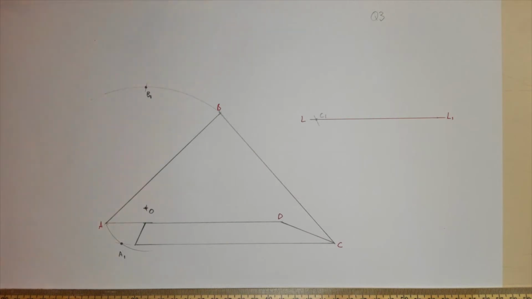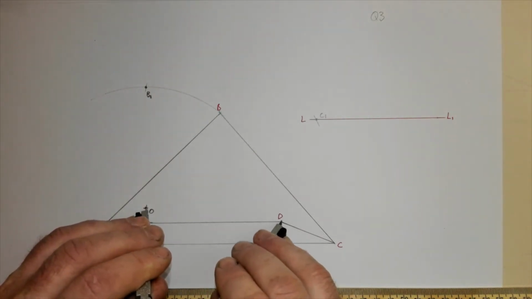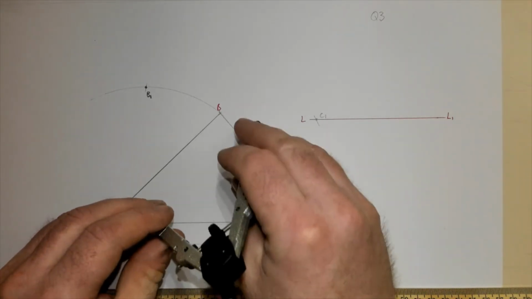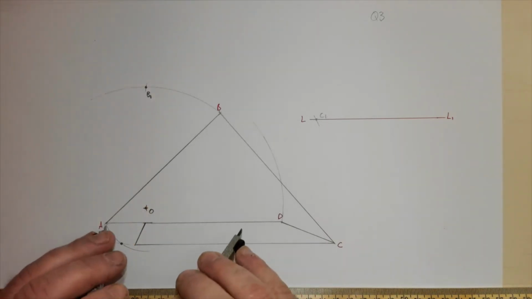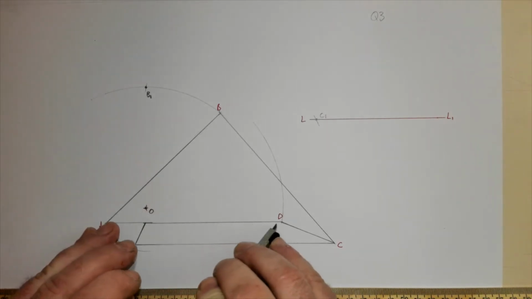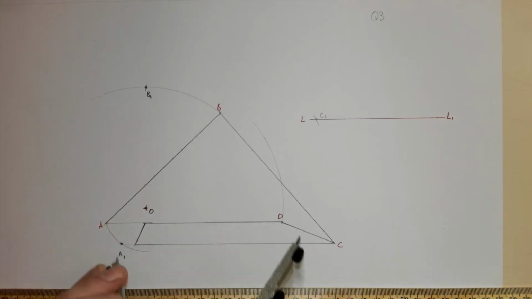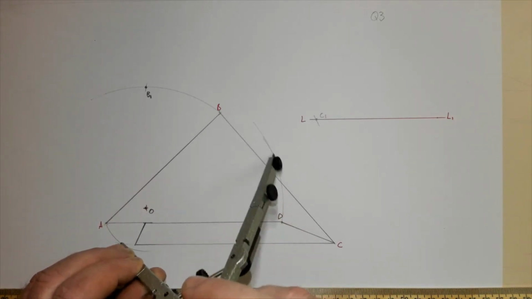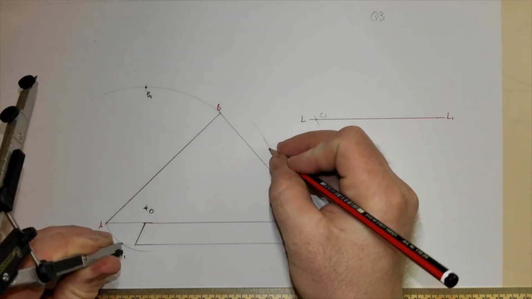So next we can do point D, swinging anti-clockwise again. Then we need to find out the length of the line A to D. We can just get the compass, put it there, then at A1, strike an arc. Now it's clear to the other ones. D1.